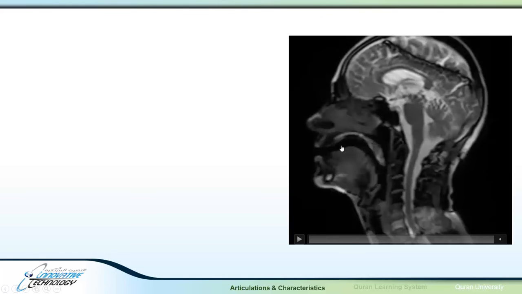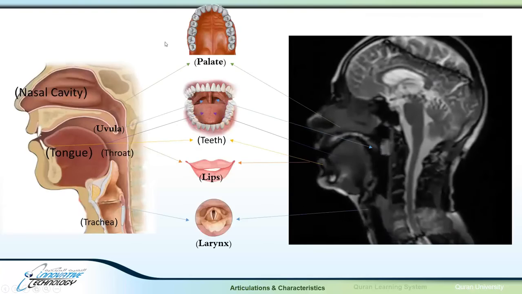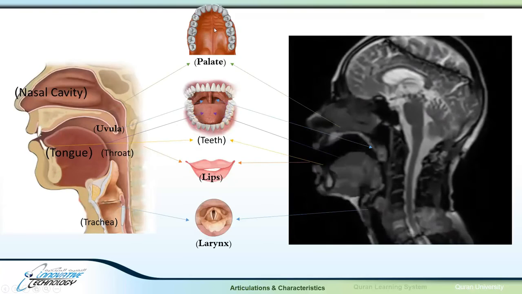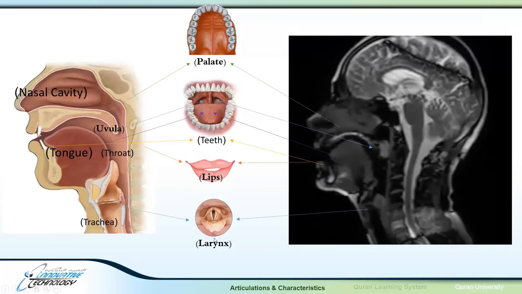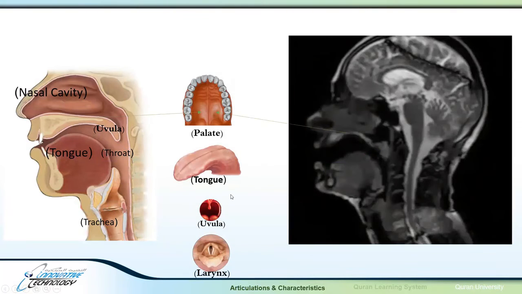It is those changes to the airway shape and size, which are a result of the coordinated movements of those organs, that give each letter its characteristic sound. Now we can realize that the reason for the sound is basically the obstruction of all those organs to the exhaled air exiting from the lungs in its pathway to the outside world: the larynx, the uvula and soft palate, the tongue, the hard palate, the teeth, and the lips, in addition to the nasal cavity.